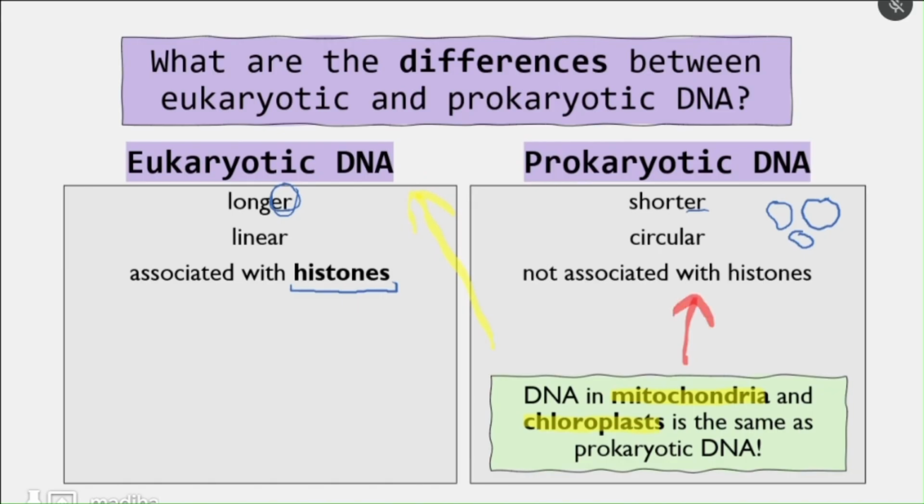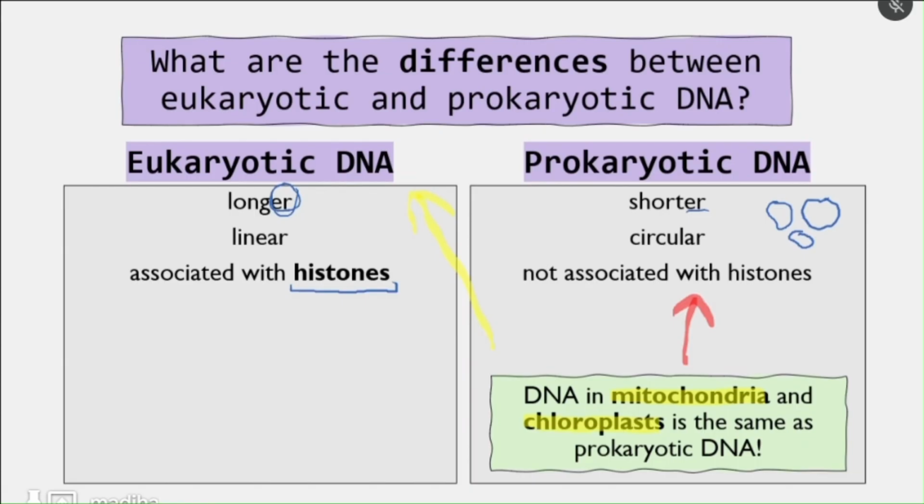So essentially, the DNA in the mitochondria and the DNA in chloroplasts would be shorter, circular, and not associated with histones. So a key thing to remember when you're asked to describe mitochondrial or chloroplast DNA is that you would use the exact same description as for prokaryotic DNA. So it's shorter, circular, not associated with histones.